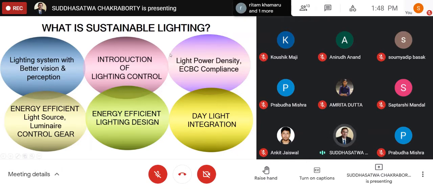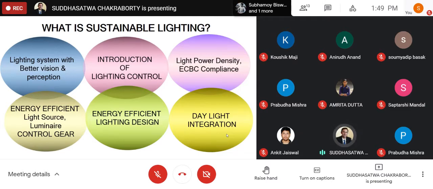Introduction to lighting control. Just see that once we are all leaving our workplace, or the space of concern, it is expected that the light will automatically be reduced. That is how energy efficiency will be ensured. Daylight integration is very important today, because if you have sufficient daylight, the artificial lighting should automatically be tuned with the daylight. And lastly, the lighting power density and ECBC compliance. This portion I will be telling you, this is a metric.